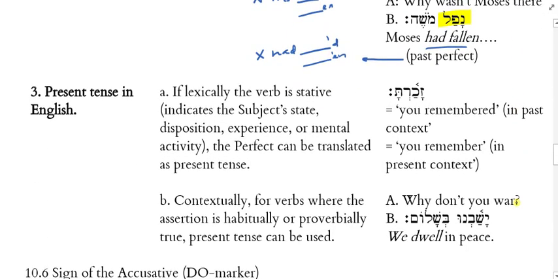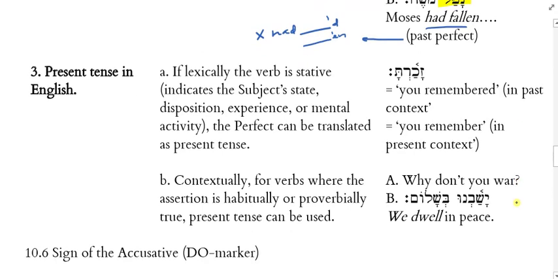And then thirdly, you can use at times a present tense form in English, and this is going to be based on one of a couple of factors. If lexically, in terms of the verb's root letters and its meaning, the verb is stative, which is to say it indicates the subject's state, disposition, experience, or mental activity, then the perfect verb in Hebrew can be translated as a present tense form in English.